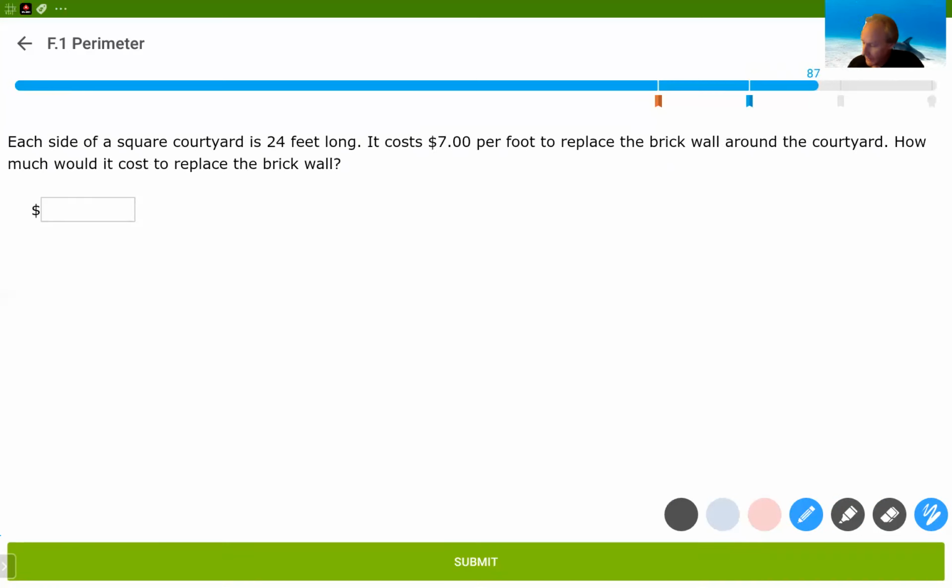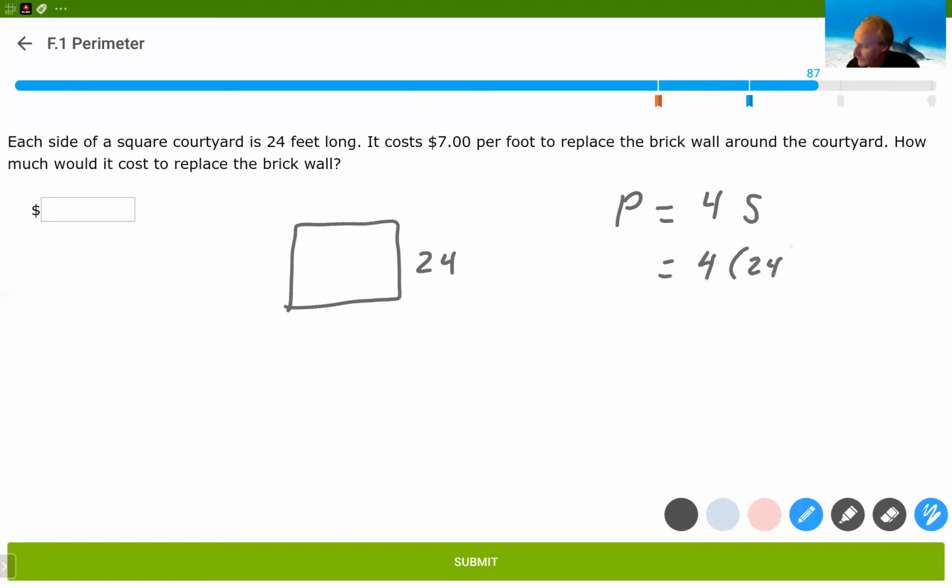Each side of a square courtyard is 24 feet long. Sorry, not a very pretty square. It costs $7 per foot to replace the brick wall around the courtyard. How much would it cost to replace it? So to get the perimeter of a square, it's 4s. In this case, the sides are 24 feet, and 4 times 24 is 96. And this is in feet. And we have to multiply that by 7. And it's 2 and 4 and 67. $672.